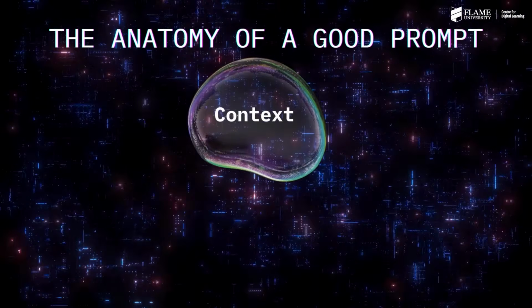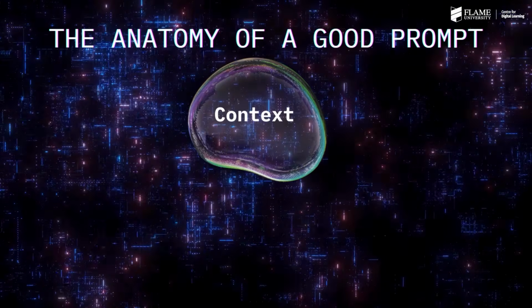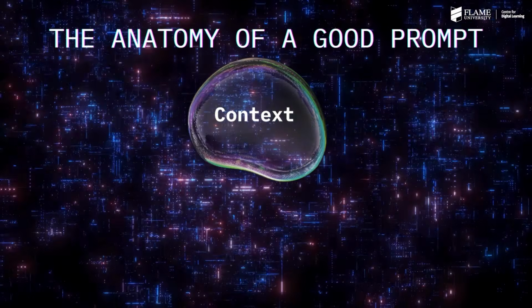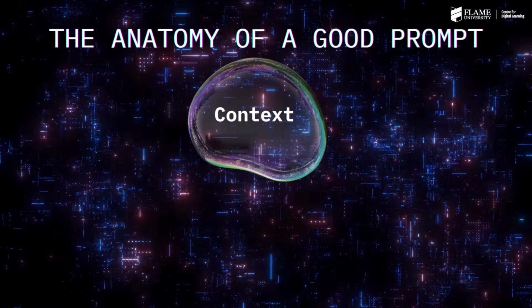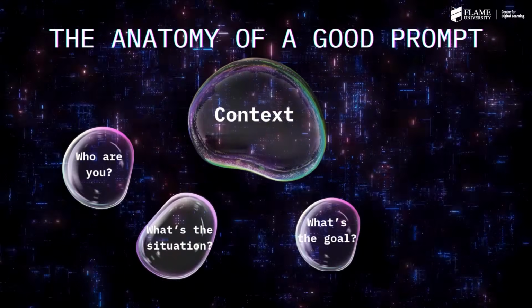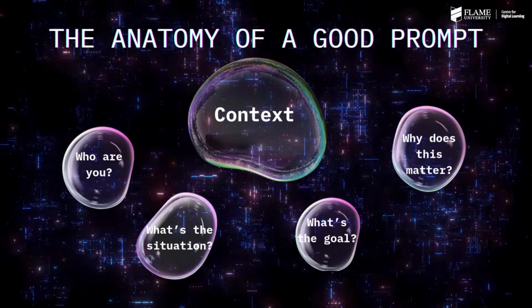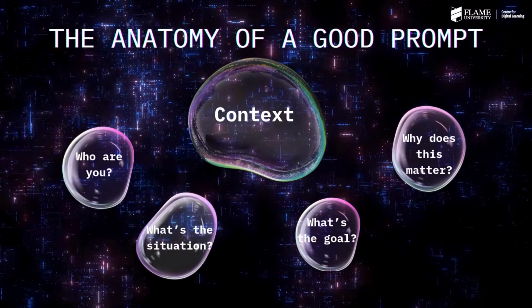Context is the background information the AI needs to understand your situation. Think of it as setting the stage. Context answers questions like, who are you? What's the situation? What's the goal? Why does this matter? For example, instead of asking, "Help me write a report," you'd provide context.